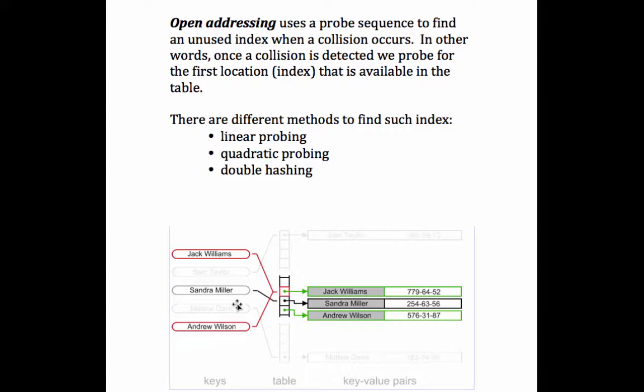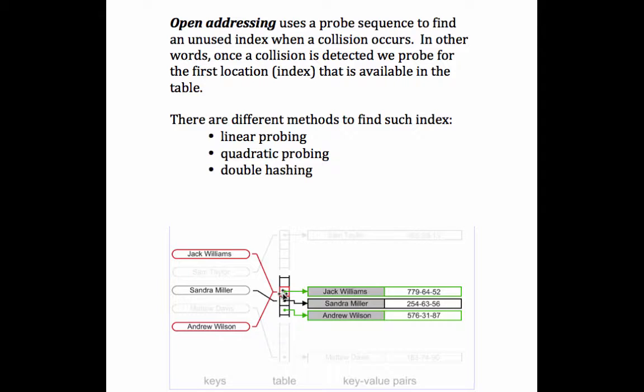So looking at the picture again, the hash function assigns the same index to Jack Williams and Andrew Wilson, which are in red. First, we insert on the table Jack Williams, which is given one index and a social security number, for example, associated with Jack. The next person, Sandra Miller, is given a different index by the hash function, so not a problem. The third person is Andrew Wilson. Andrew Wilson is given the same index as Jack, so we have a collision.